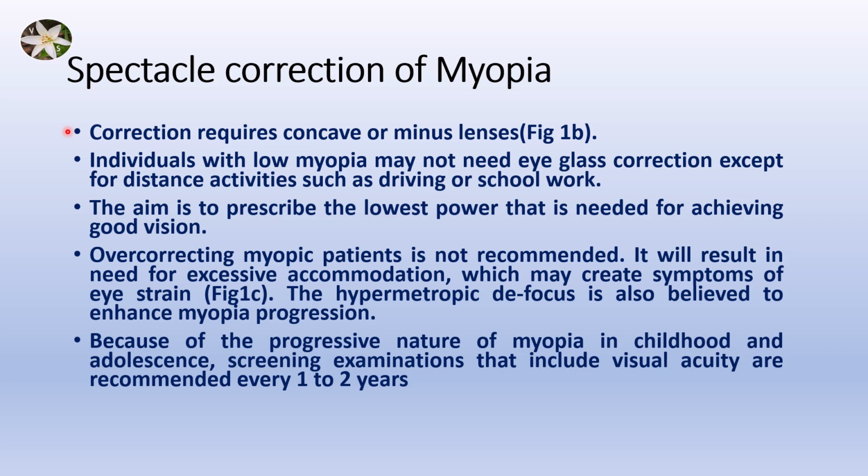Myopia correction requires concave or minus lenses as shown in figure 1b. Individuals with low myopia have slightly poor vision for distance and good vision for near. They may not need eyeglass correction except for distance activities such as driving or schoolwork. The aim is to prescribe the lowest power that is needed for achieving good vision.